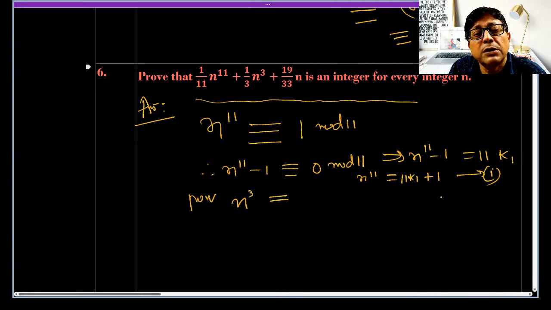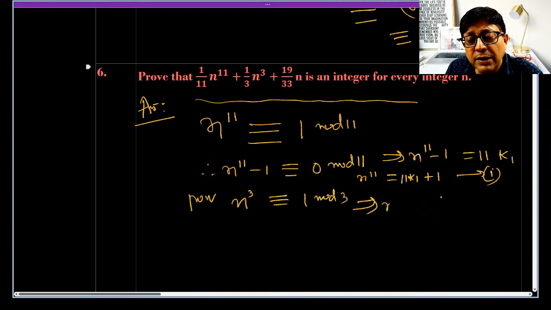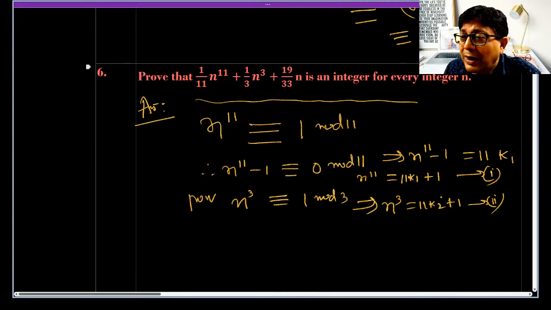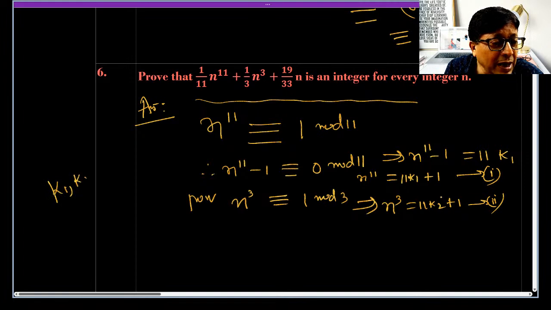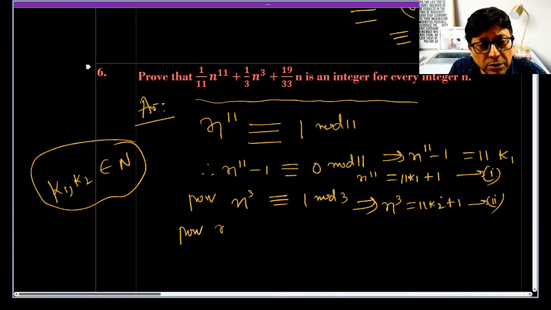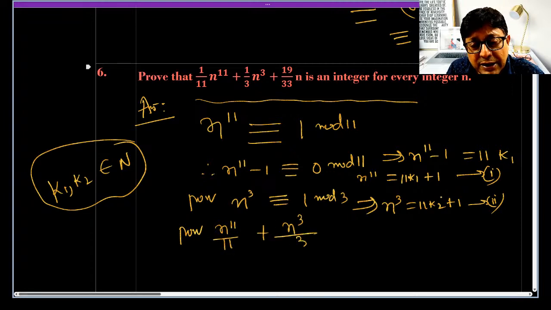Now n cube is what? This is congruent with 1 mod 3. In the same manner we can write n cube equal to 11 k2 plus 1. Clear? Where k2 is another integer. k1, k2 both are integers. I am writing k1, k2 belongs to N, the set of natural numbers. So now n to the power 11 by 11, n cube by 3, 19n by 33 is what?